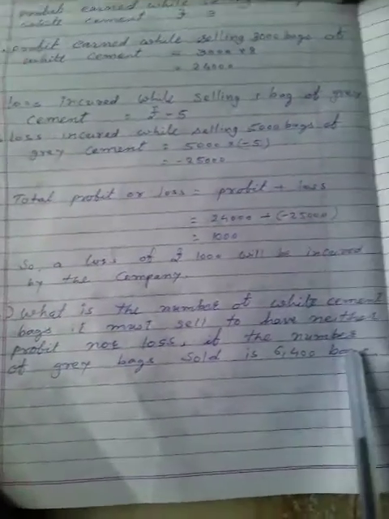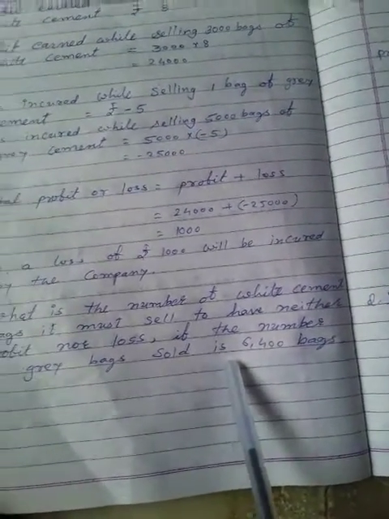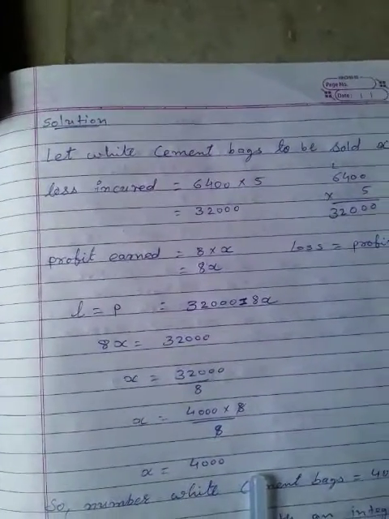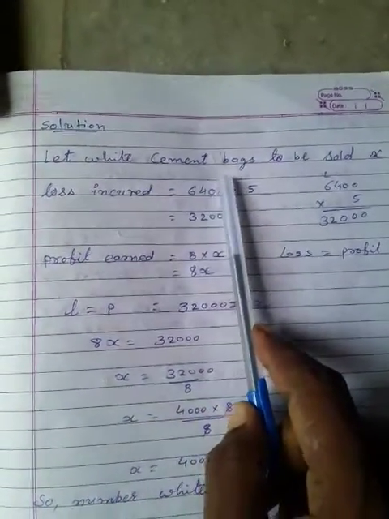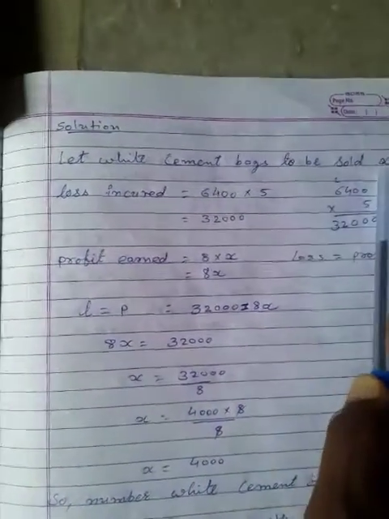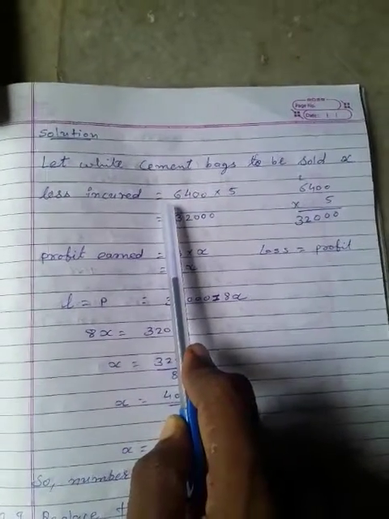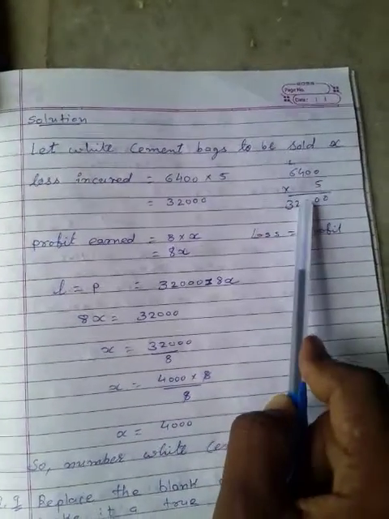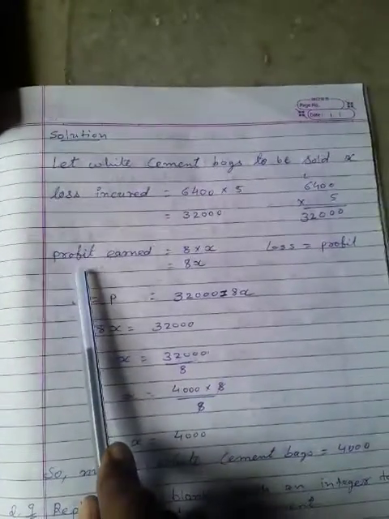What is the number of white cement bags it must sell to have neither profit nor loss, if the number of grey bags sold is 6,400 bags? Now solution. Let white cement bags to be sold be x. Loss incurred is equal to 6,400 multiplied by 5, then you will get the answer 32,000. Okay, 32,000.